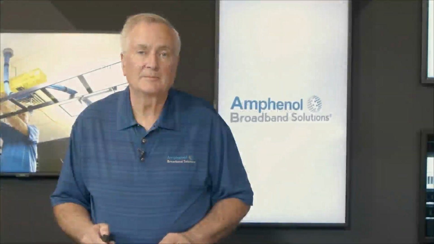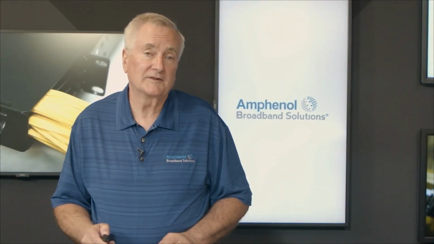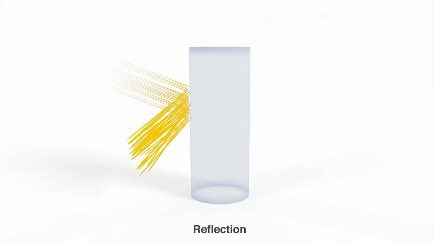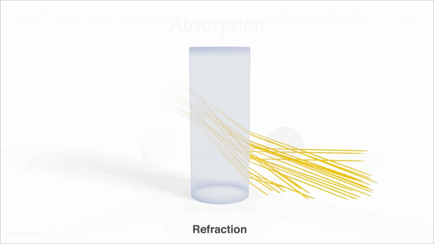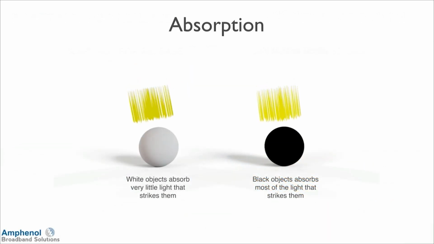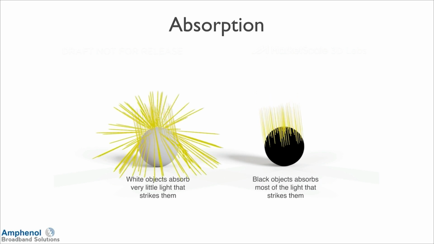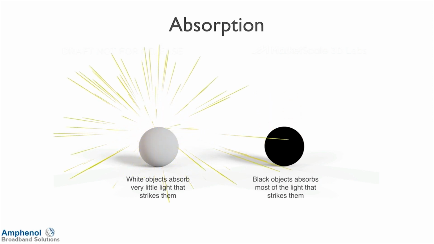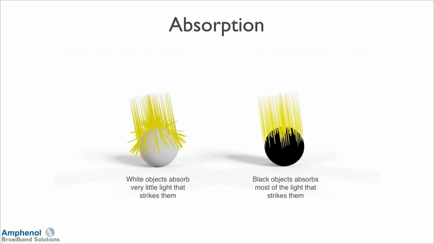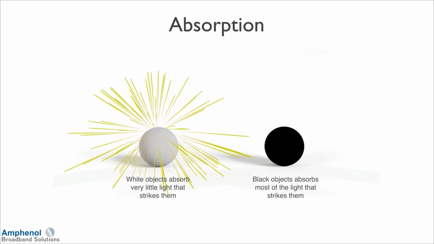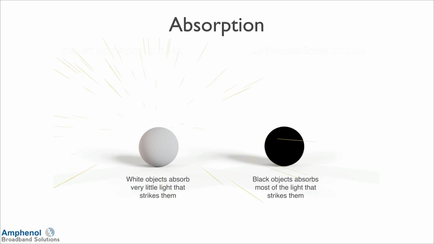When light strikes an object, one of three things happens, and often together. The light is reflected, absorbed, or refracted through the object. Here we're looking at absorption. We're showing two objects, a white ball and a black ball. The light waves, when they hit the black object, will be absorbed. We've all heard of a black hole, very similar. When it hits the white object, most of the light reflects off, it's not absorbed.